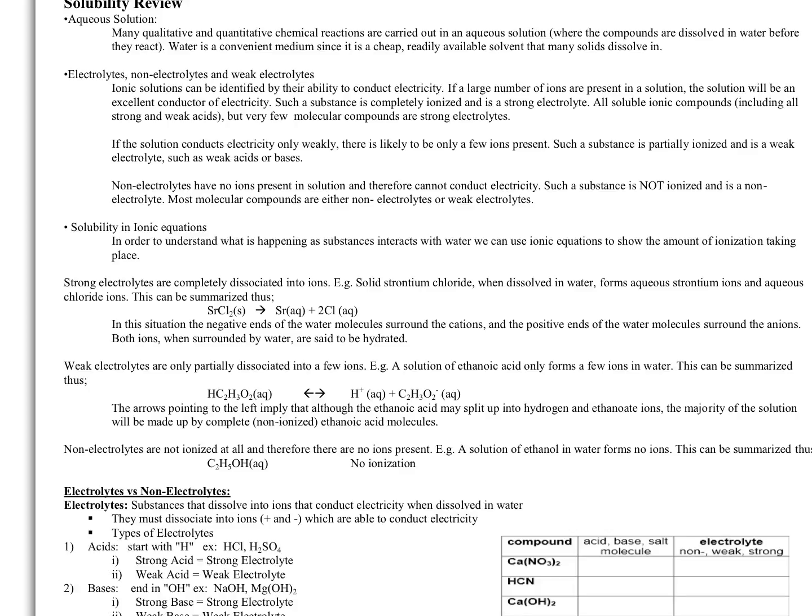Aqueous solutions. Many qualitative and quantitative chemical reactions are in aqueous solutions, and we use water because it's convenient and cheap. Electrolytes, non-electrolytes, and weak electrolytes. Ionic solutions can be identified by their ability to conduct electricity. If a large number of ions are present in a solution, the solution will be an excellent conductor for electricity.